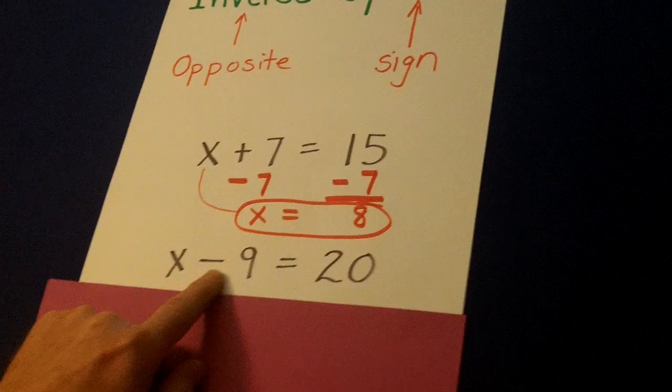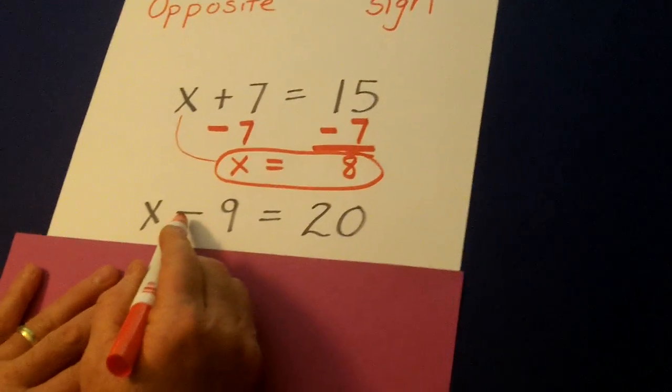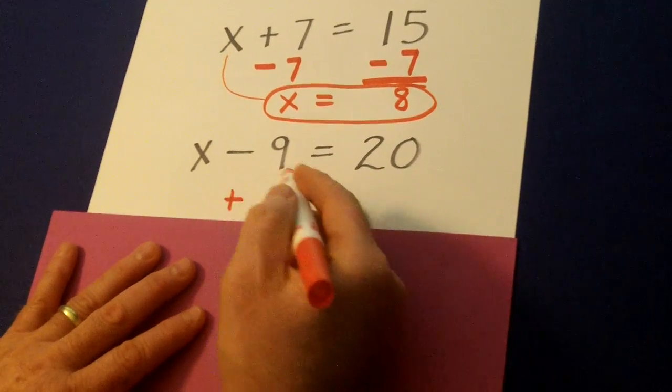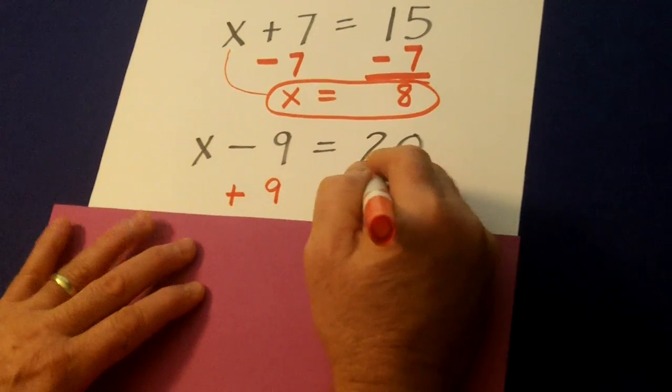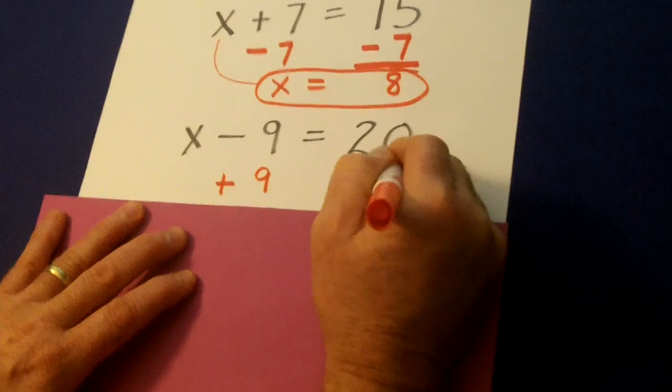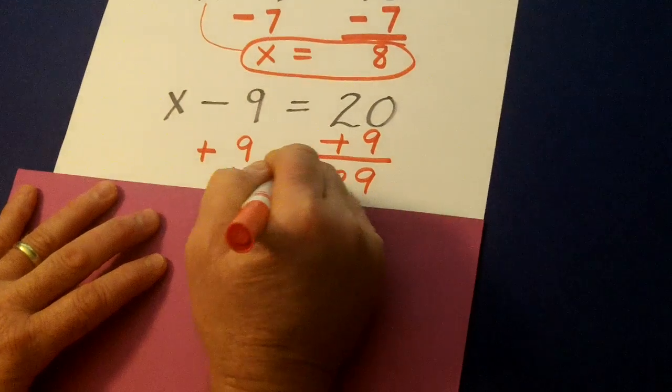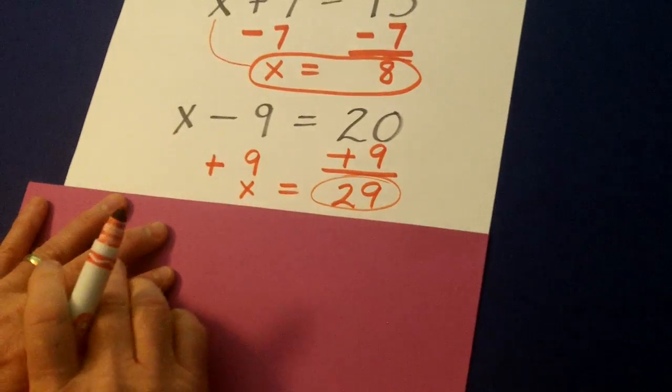Ta-da! We found what x is equal to, but we needed to know the inverse operation of plus. Right here, x minus 9. What's the inverse operation of minus? Plus. Plus is the opposite of that, so we plus 9, and what are we going to do? We're going to plus 9 both sides. 29. X equals 29. Okay?